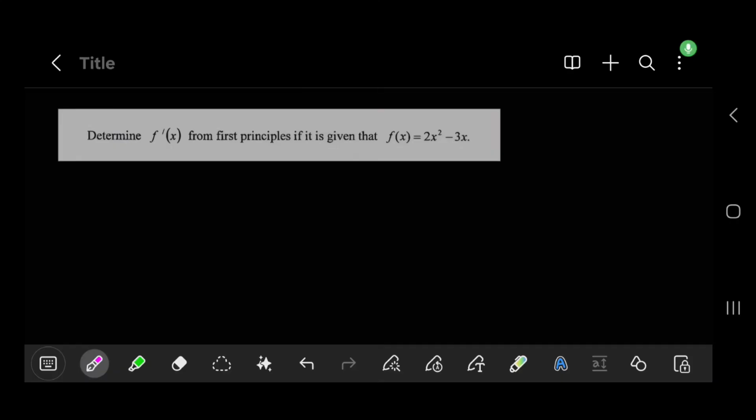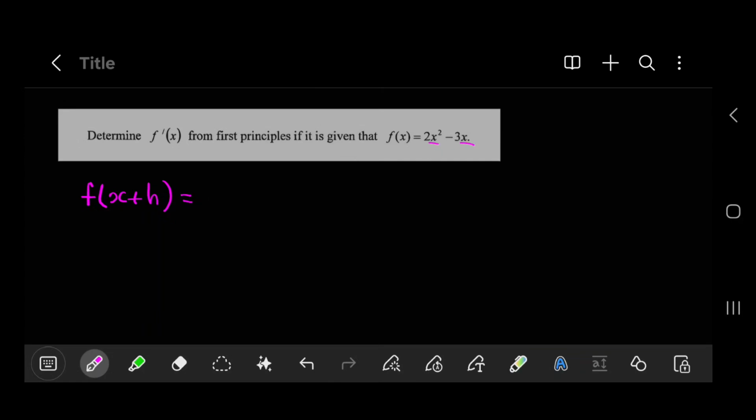Here is question 3, part of differentiation from first principles. It says determine f prime x from first principles if it is given that f of x is equal to 2x squared minus 3x. So you guys know the first step, we need to determine f of x plus h. Wherever we have x, we are going to replace it with x plus h.